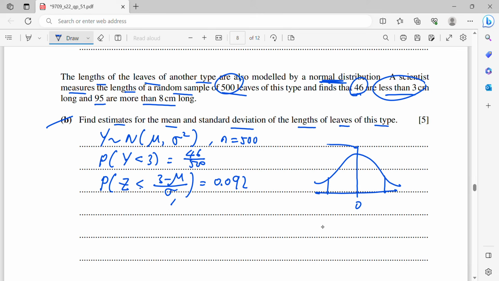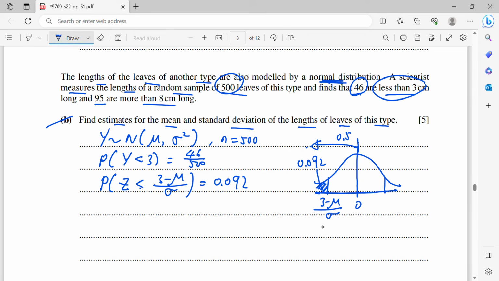And for your information, if it is P(Z less than 0), the probability here is 0.5. But since this probability 0.092 is less than 0.5, that means the line is on the left hand side. Therefore this is 3 minus mu over sigma, and this probability is 0.092. This is how we decide where the line is, on the left or on the right.